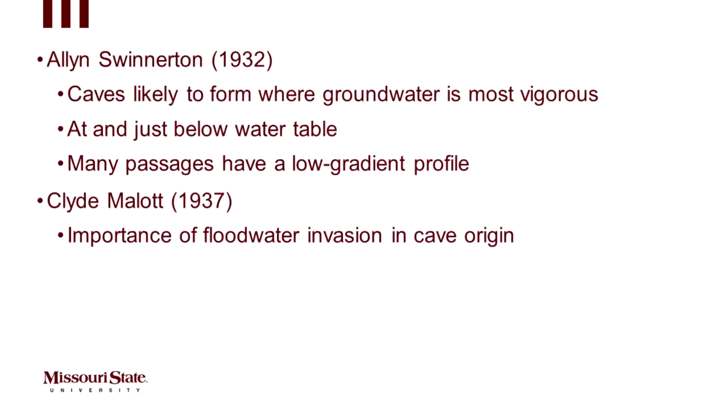Some of the people that we're going to talk about on that, there's a gentleman named Alan Swinnerton in the early 1930s. He said most of the cave passages he had seen had what he called a low gradient, a fairly low slope. They're not steep, they were fairly level, almost level, and that must mean that they were forming about where the water table, which typically is fairly level, would have formed.